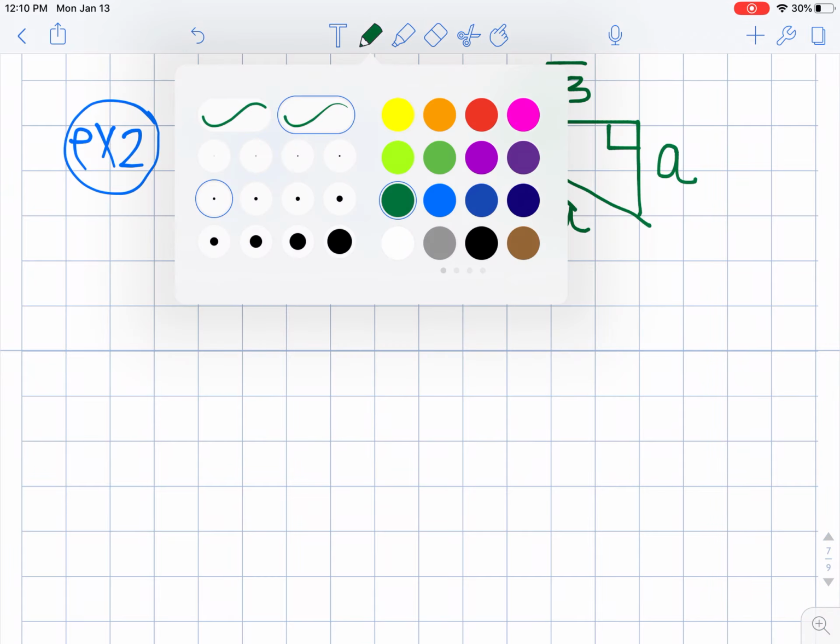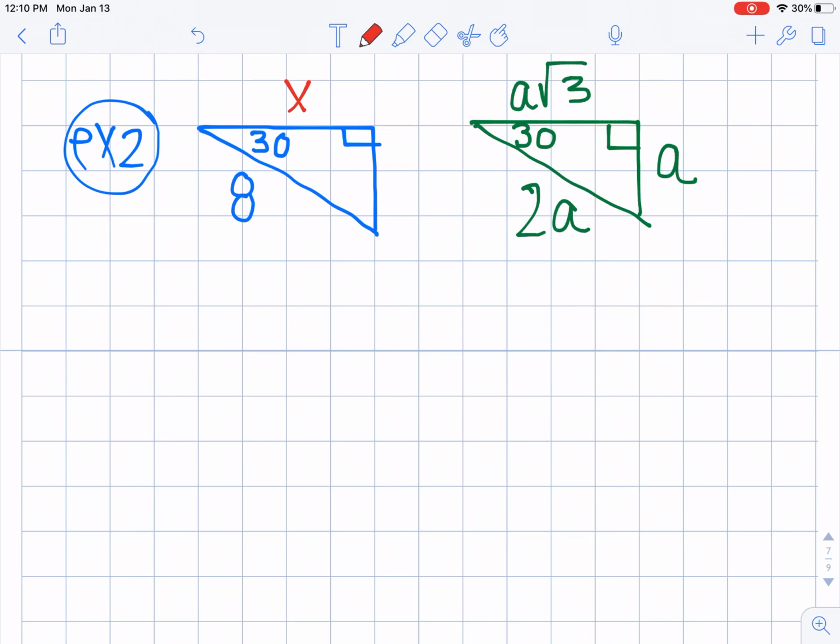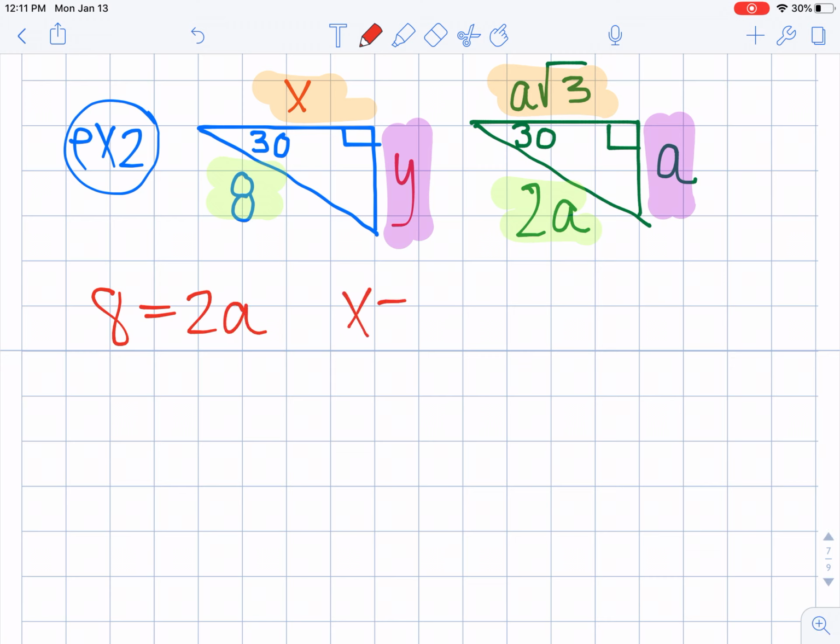So again, they want me to find the 2 missing sides. They'll be X and Y. So I'm going to set up my equations that are the same. I notice that 8 matches with 2A. I notice that X matches with A times the square root of 3. And I notice that Y matches with A. Okay, so I'm going to write out my 3 equations. I know that 8 matches with 2A. I know that X matches with A times the square root of 3. And I know that Y matches with A.